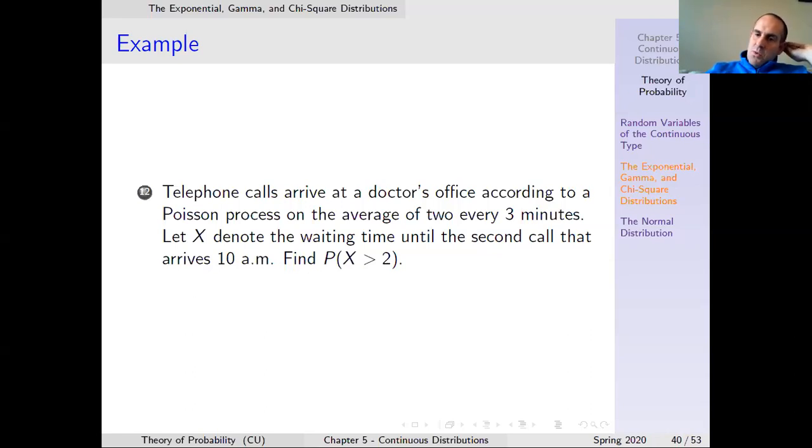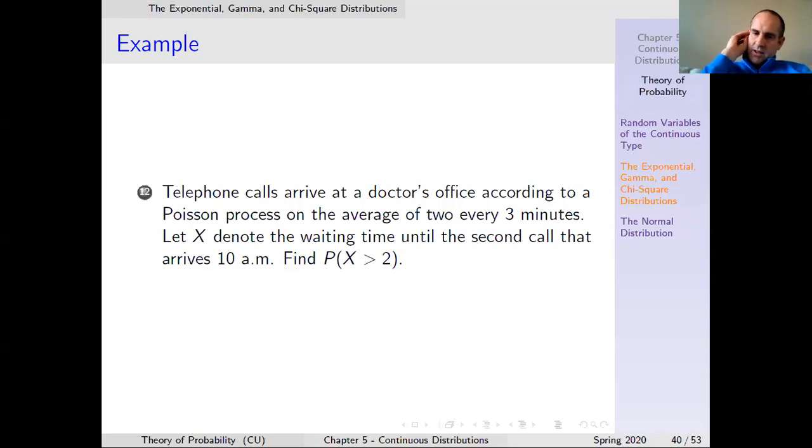Find the probability that X is bigger than 2. Well, what do you think? I'm waiting for the second observation. That, my friends, is going to be the gamma distribution. I'm waiting for the second observation, the second call. And what is beta? Beta is 1 over lambda, right?